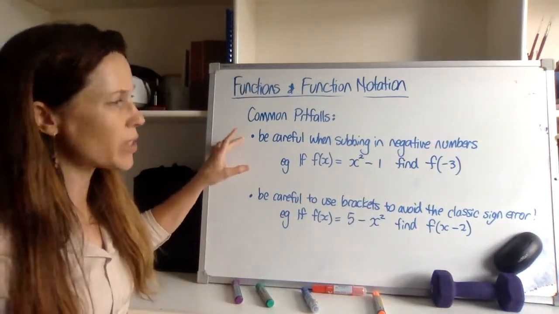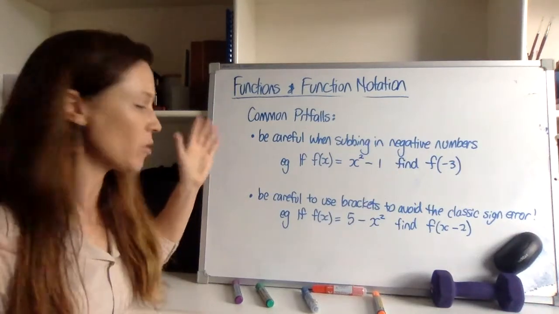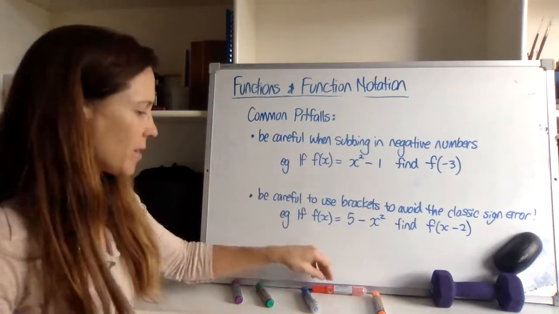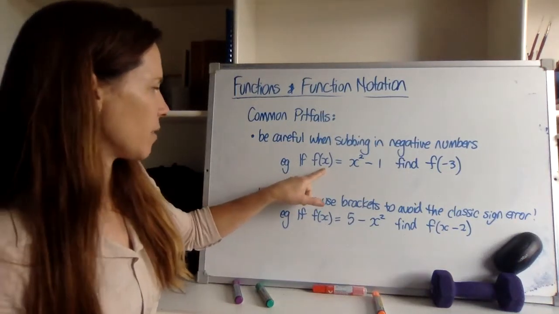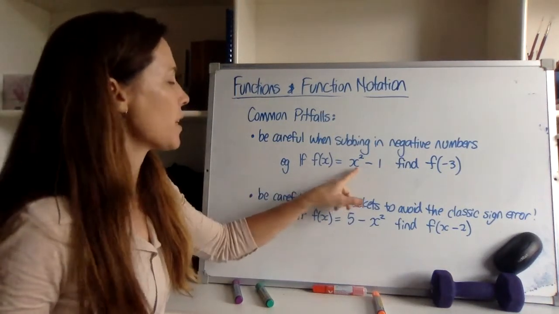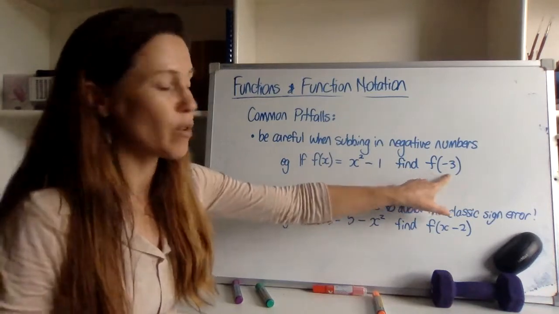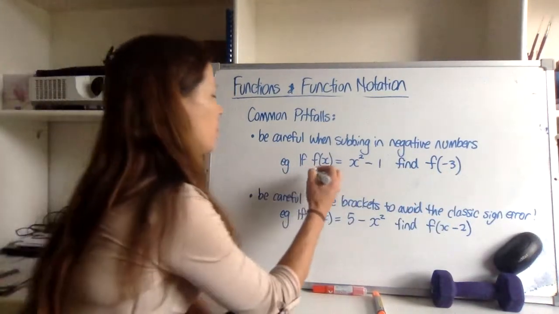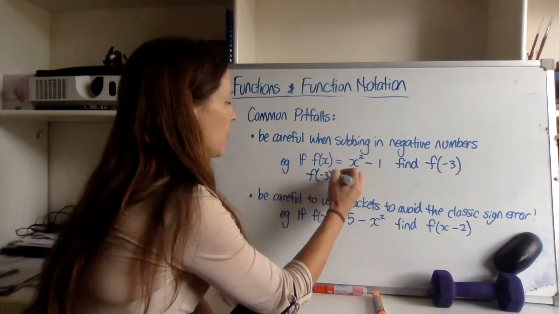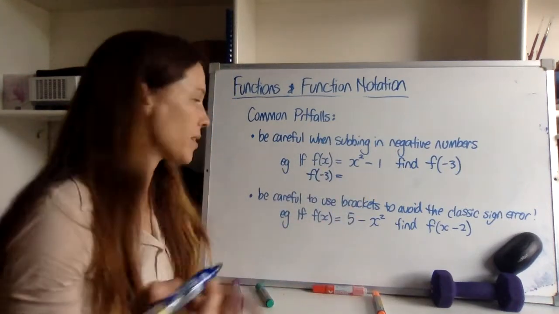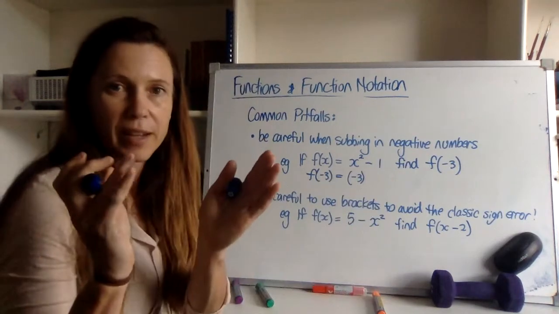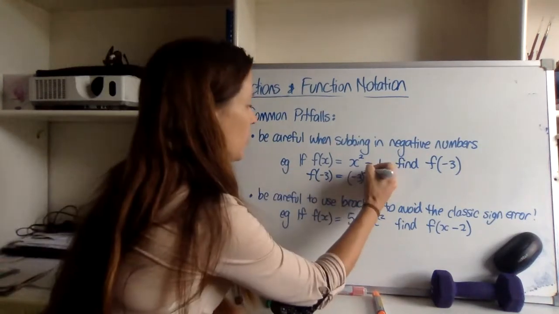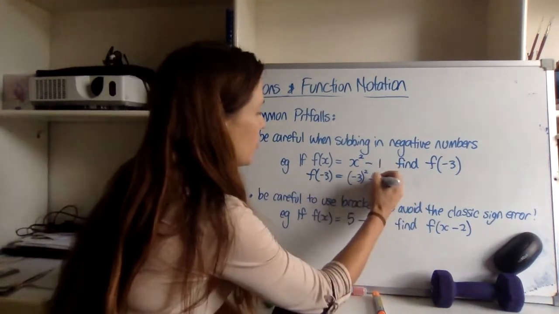Be careful when you're subbing in negative numbers. We've talked about this before, but I can't say this often enough because it's just a common mistake. If f(x) equals x squared minus 1, find f of negative 3. So f of negative 3 equals, now using brackets is going to help you here. We want all of negative 3, the whole thing, the negative part and the 3 part, to be squared. And then we want to subtract 1.